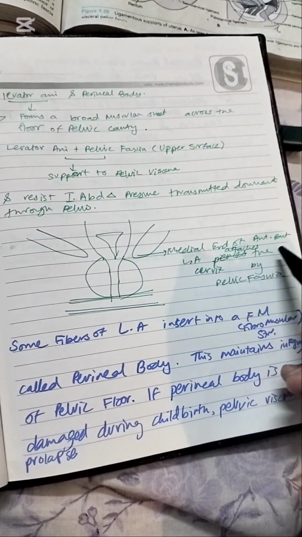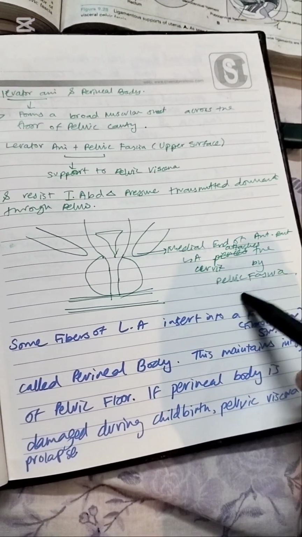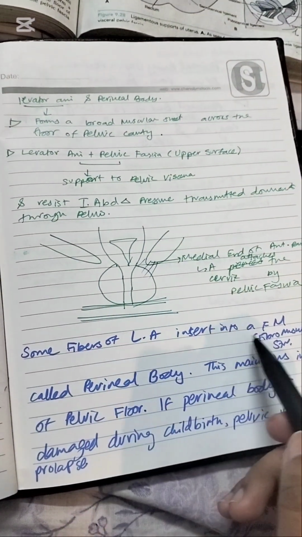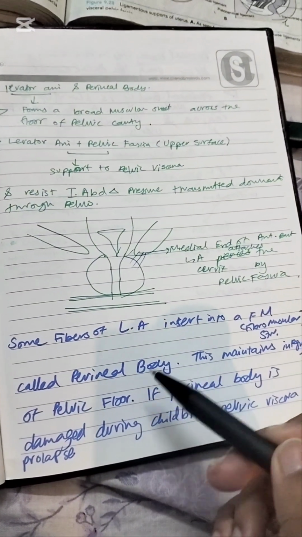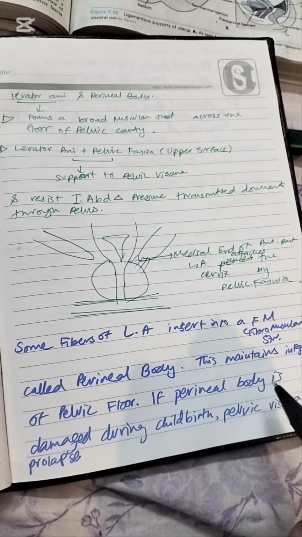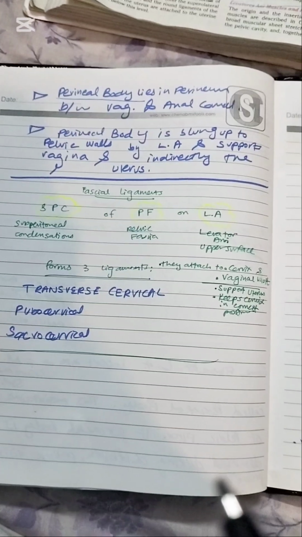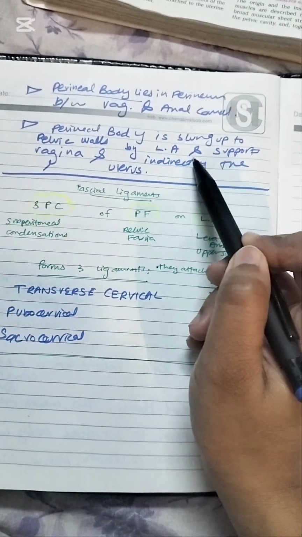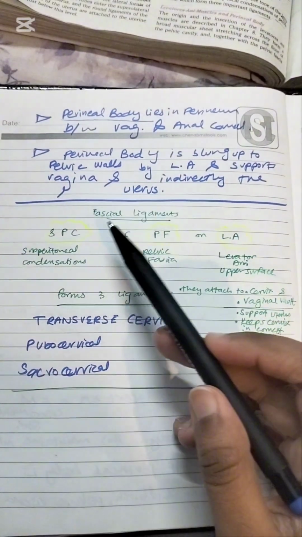The medial edge of the anterior part of the levator ani will attach to the cervix by pelvic fascia here. Okay, this is it. Some fibers of the levator ani will insert into a fibromuscular structure, which is called the perineal body. This maintains the integrity of the pelvic floor. If the perineal body is damaged during childbirth, pelvic viscera will prolapse. The perineal body lies in the perineum between the vagina and the anal canal. The perineal body is slung up to the pelvic walls by the levator ani, and it supports the vagina and indirectly supports the uterus. Now let's talk about fascial ligaments.